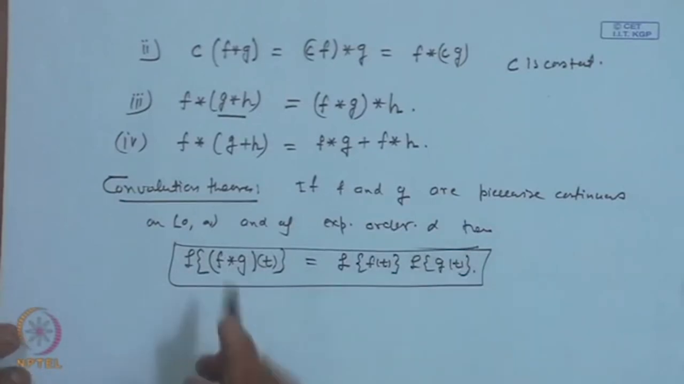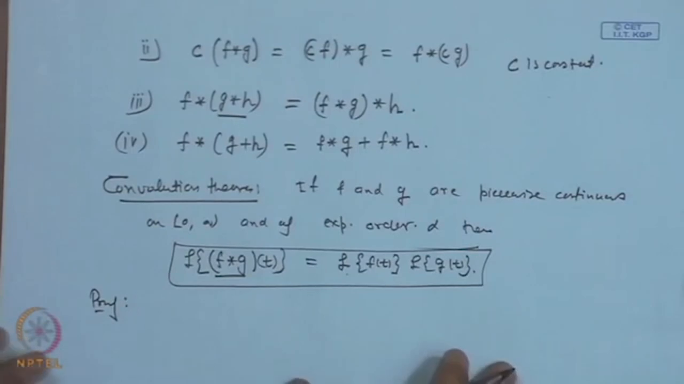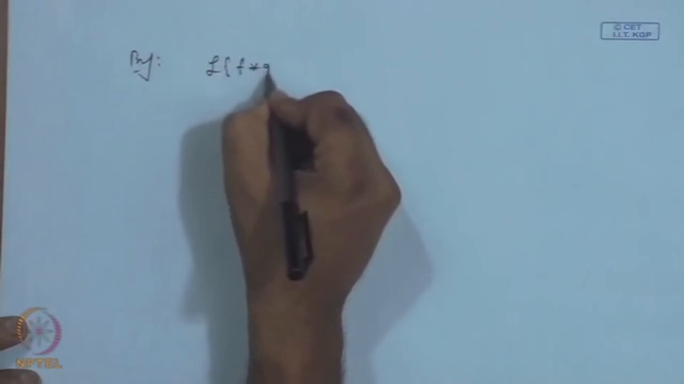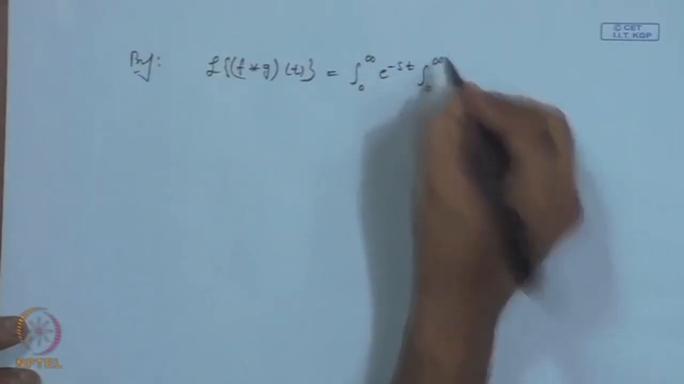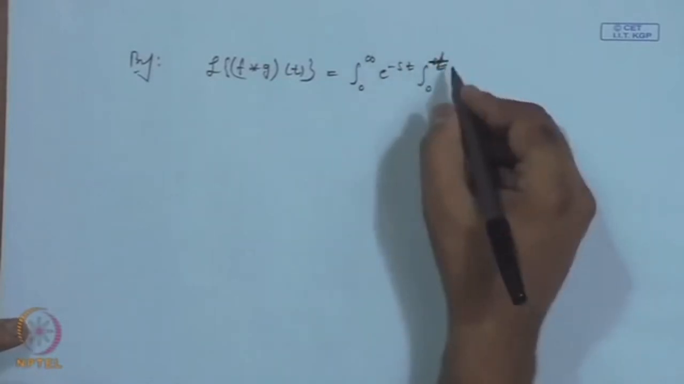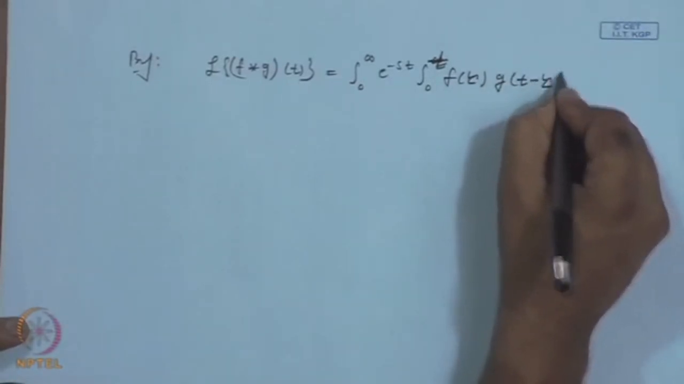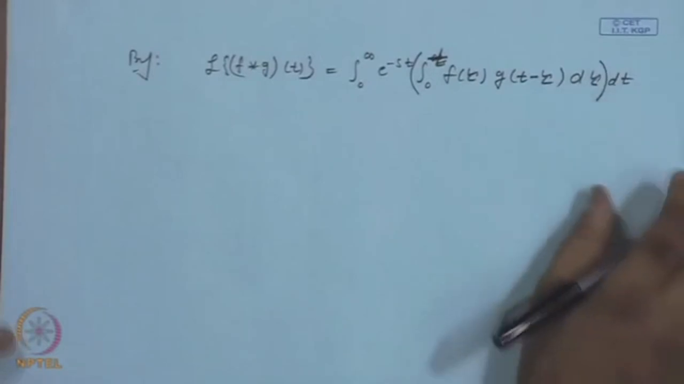So, a very important theorem: the Laplace of the convolution is just the Laplace of f multiplied by the Laplace of g. Let us go for the proof. We take the Laplace of f convolution g. By the definition, we have the integral from 0 to infinity of e to the minus s t times this convolution integral, 0 to t, f of tau g of t minus tau, d tau and d t. So, this is the convolution integral here.